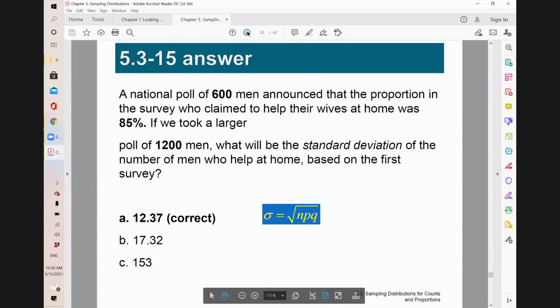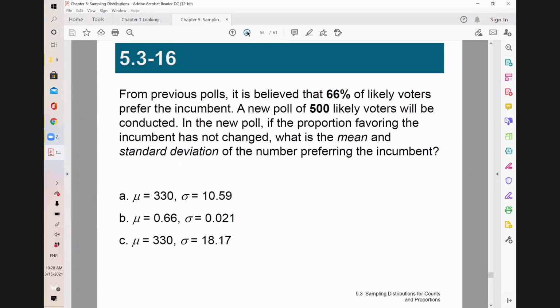Once it's clear, I can move to the next one. This is the next one. We try to do this. I'll give you 2 or 3 minutes in order to understand the problem.